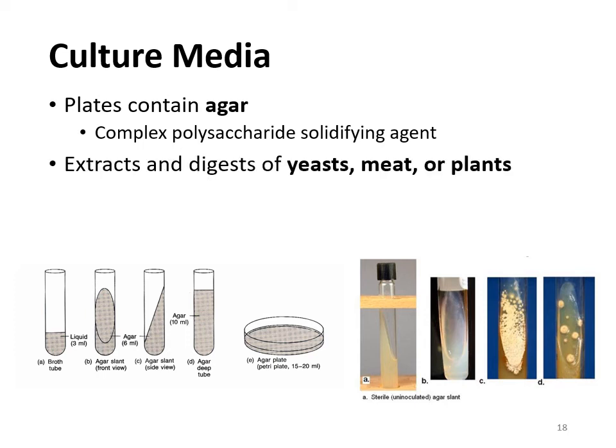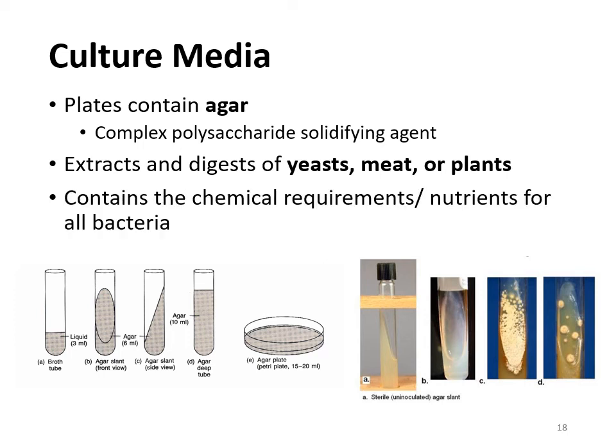The media also needs to have extracts, and these are important for giving it all of those chemical requirements we mentioned earlier. So the yeast, the meat, the plants, they give it things like the carbon, sulfur, the phosphates that we talked about earlier. And ultimately, that is why the media is so important. It's giving the bacteria what they need to grow. Now, media is also very valuable to us in the medical field and the research field because we have different types of media. And these different types of media allow us to do things like diagnose.